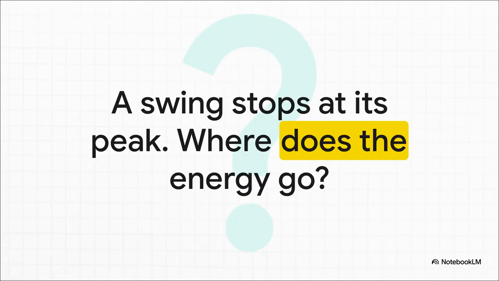Okay, let's start with a picture we all know, a kid on a swing. At the very highest point, they're motionless, just for a split second. Then they swing down, going fastest right at the bottom before slowing down all the way back up again. This whole movement is the perfect setup for our big question. Where does all that energy go? How does it transform from one moment to the next?